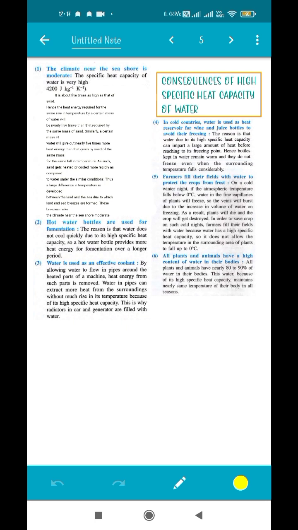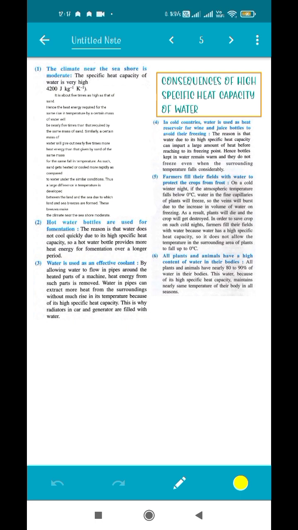So in cold countries, water is used as a heat reservoir so that the wine and the juice bottles do not freeze. So why is water used? Again, the same reason, high specific heat capacity of water. In the cold countries, obviously water will freeze. But in order to freeze, water has to release a huge amount of heat to the surroundings. And that heat is taken by the wine bottles and the juice bottles, and they remain warm. They do not freeze. The water freezes, but while freezing, water will release a huge amount of heat.